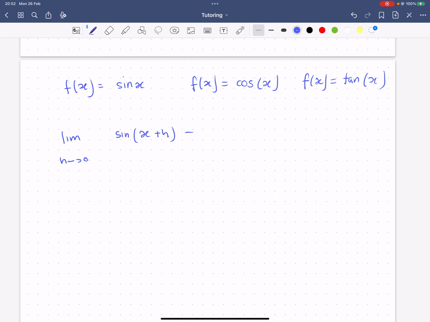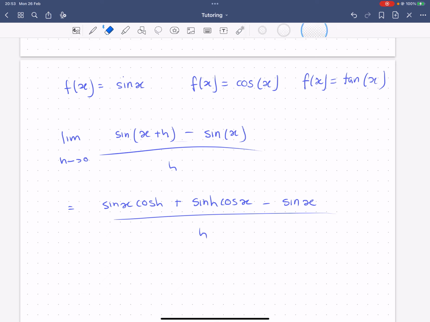f of x plus h minus f of x on h. Now, using our compound angle formula, we can easily expand this and get sine of x cos of h plus sine of h cos of x minus sine of x over h. And again, I've forgotten my limit there. That's bad of me.